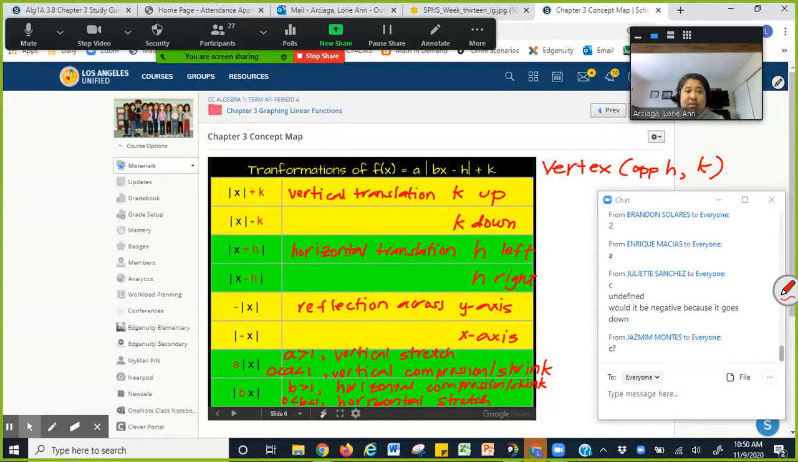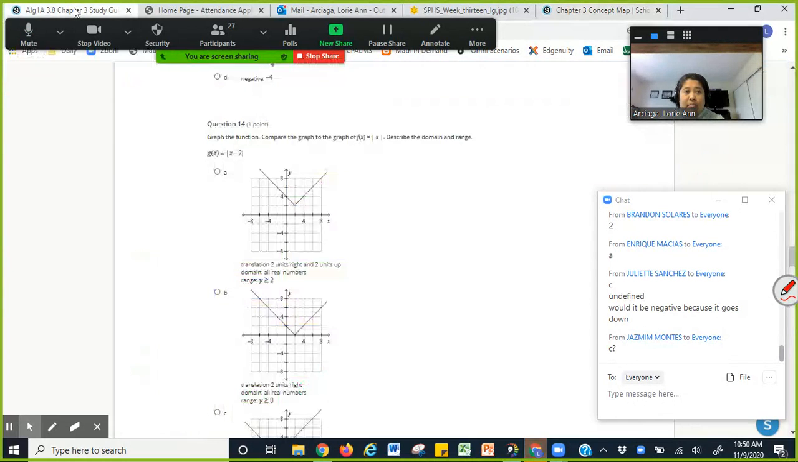Okay, so let's see how we can use that in the study guide. Going back here, compare the graph to the graph of f of x equal to absolute value of x. Describe the domain and range. Okay, so we can describe the domain and range once we have identified the correct graph, right?